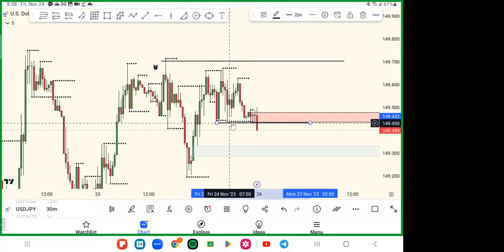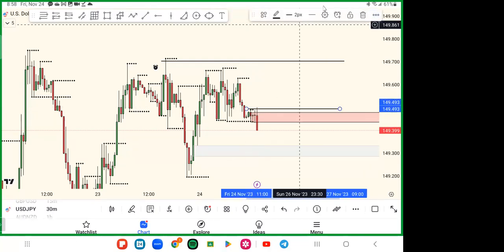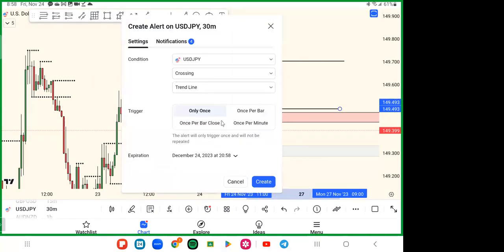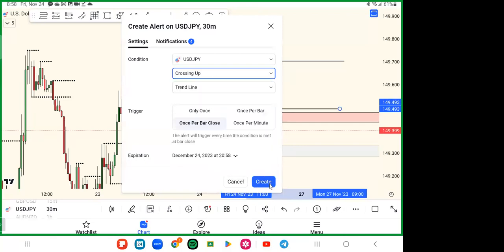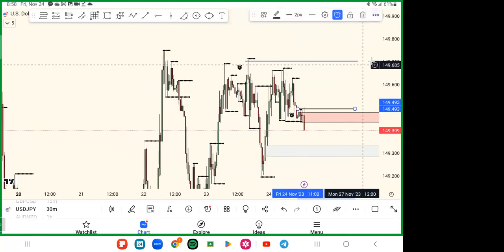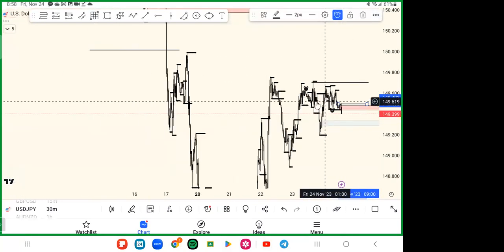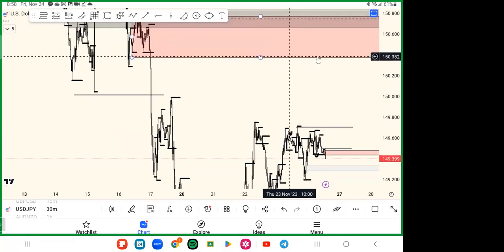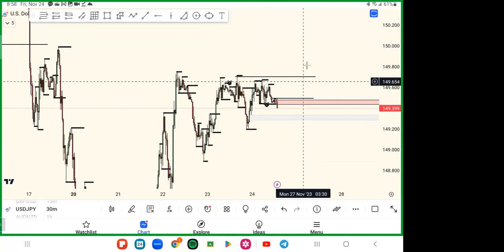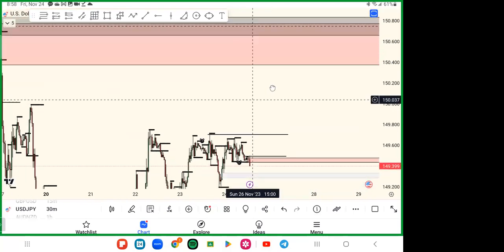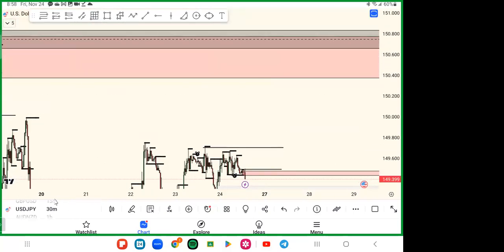Actually, what I would do is put a break and close above this zone right here, because we're still looking for buys. I'm still looking for buys technically. Crossing up once per bar close. Yeah, because we have a nice sell zone right here. So I would not mind catching a nice buy continuation to that sell zone.